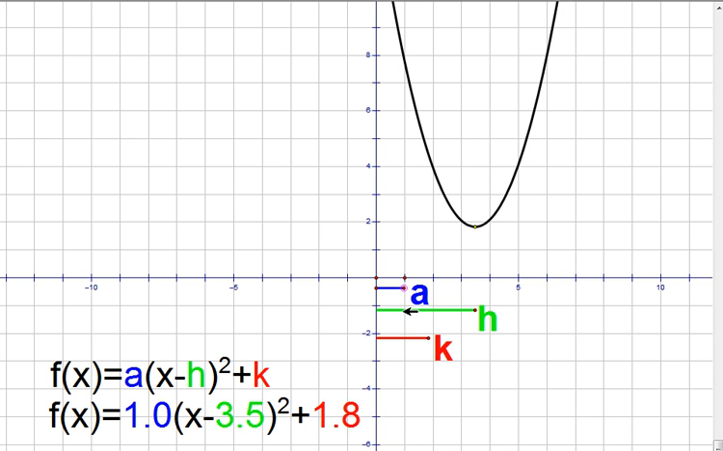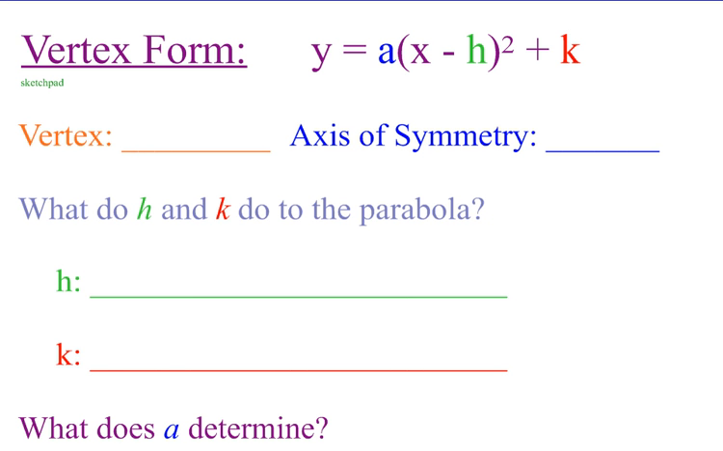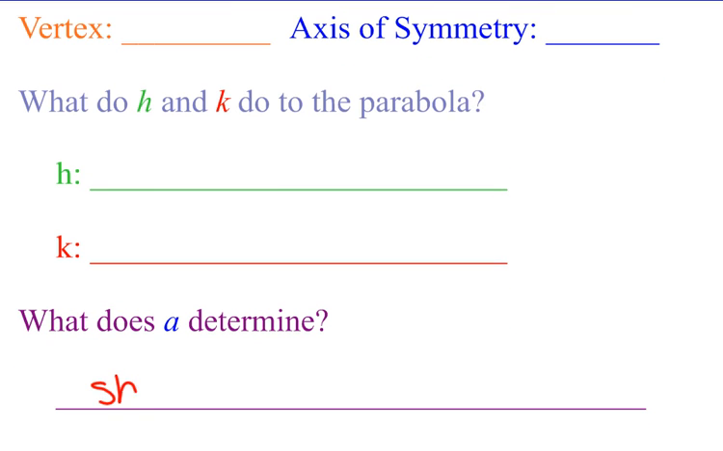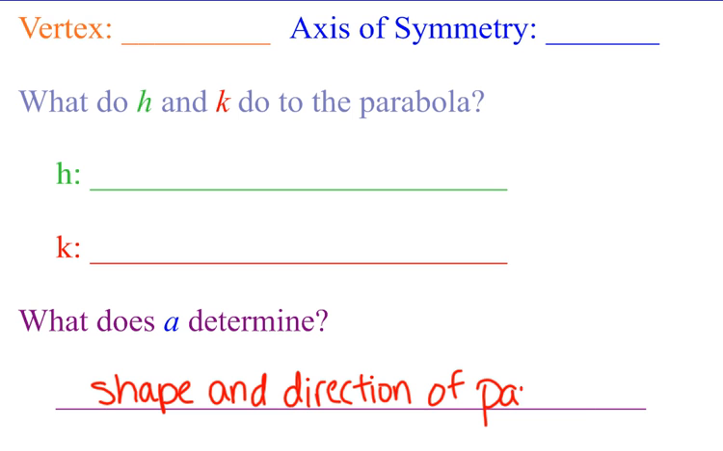So when I'm looking at my notes, it's asking me, look at the very bottom of my screen right now, what does a determine? So we're going to say that a determines the shape and direction of the parabola. If you want to make a note about how when a is bigger, it's skinnier, anything that we talked about, you feel free to add that to your notes if you think that's something you won't remember.